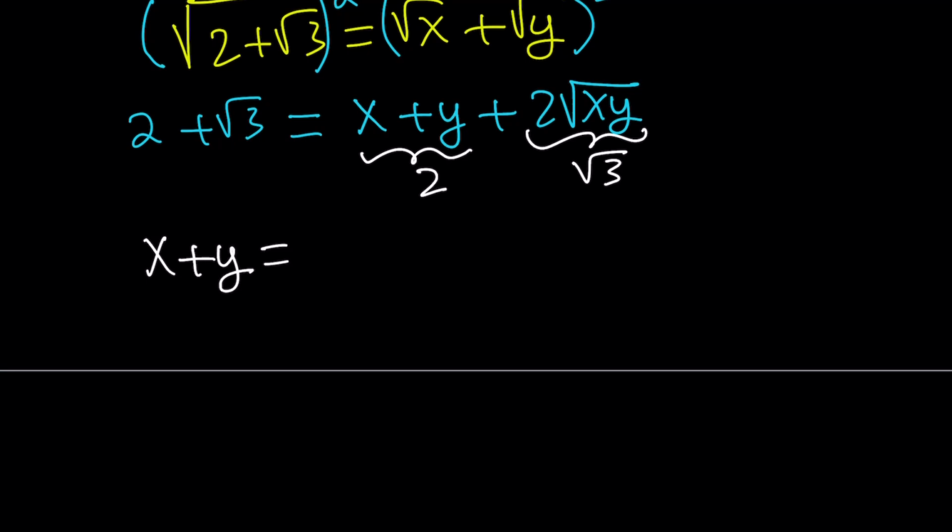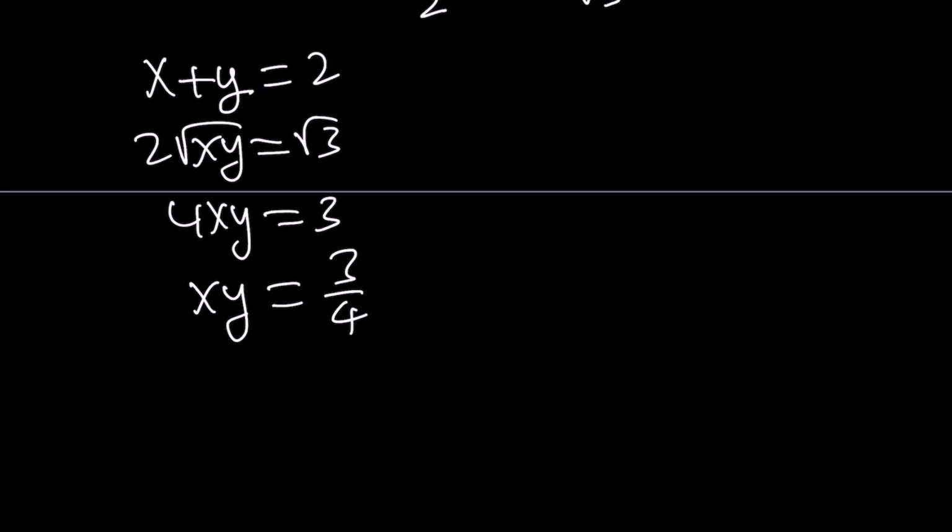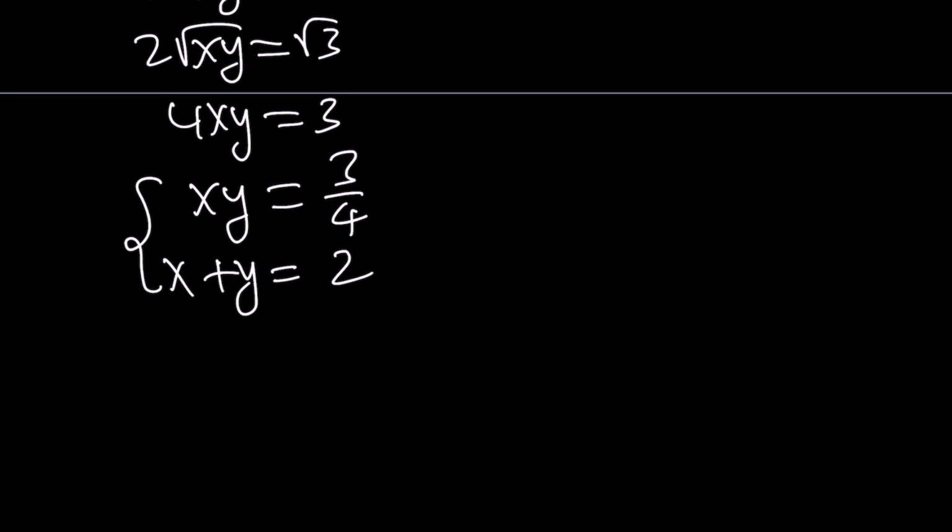x plus y is equal to 2, and then 2 times the square root of xy is equal to square root of 3. If I square both sides, I get 4xy equals 3, and xy equals 3/4. I also have x plus y equals 2, so this is my system. Obviously, this system is quadratic. You can replace y with 2 minus x in the first equation, or x with 2 minus y, so on and so forth. But anyways, it's fairly easy. You can even guess this.